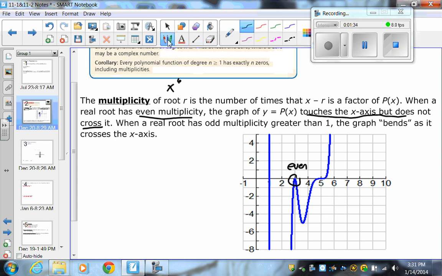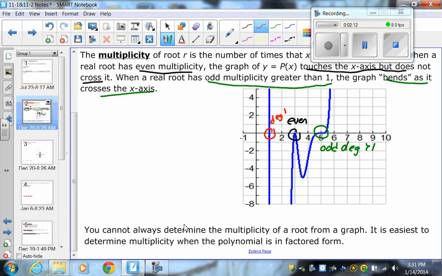When a real root has an odd multiplicity greater than 1, then the graph bends as it crosses the x-axis. So if you look at this example at 5, you can see how the graph is bending as it's crossing the x-axis. So I know this has to be an odd degree greater than 1. Now what happens if it is 1? Well, then the graph just goes through the x-axis. So like right here at 1, the graph goes straight through it. So I know this has to have a degree of 1.